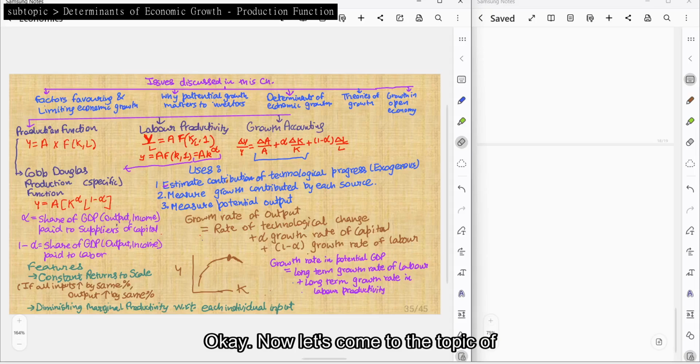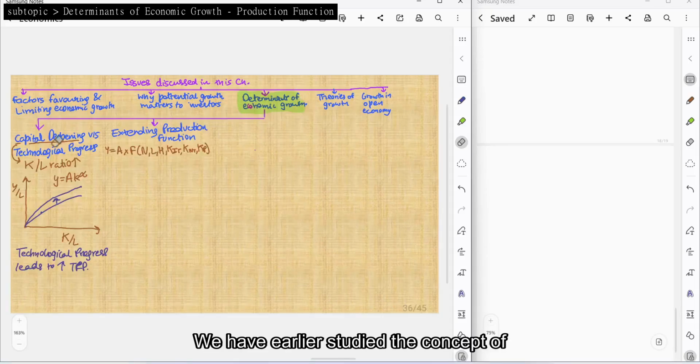Okay, now let's come to the topic of capital deepening versus technological progress. We have earlier studied the concept of diminishing marginal productivity in a production function. Here we have shown in the graph the Cobb-Douglas production function expressed with respect to labor productivity, or per unit of labor. So we have output per unit of labor on the y-axis and capital per unit of labor on the x-axis.